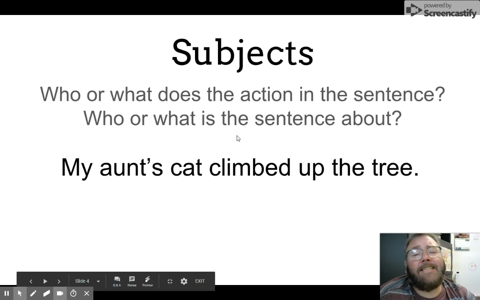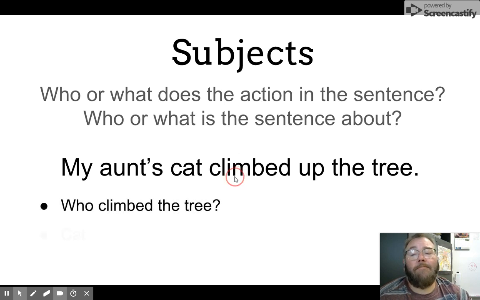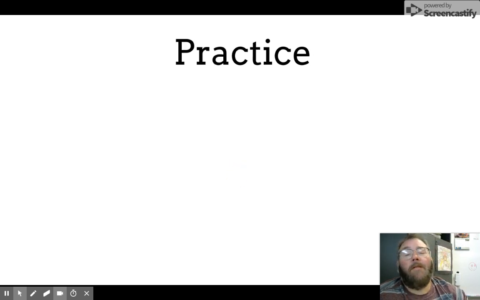My aunt's cat climbed up the tree. So who did the climbing in this sentence? The cat, right? Easy stuff. Find the noun. Let's practice some of these.